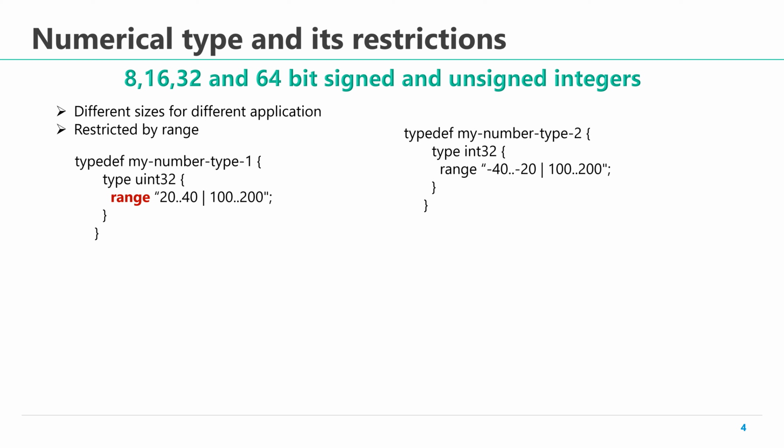We then have a similar derived type, which is a signed integer, where you have one range in the negative type and another range in the positive type. So in summary, the restriction that can be applied on the signed and unsigned integer is the range, and this range choice is based on the application for which a particular data node is going to use this derived type.